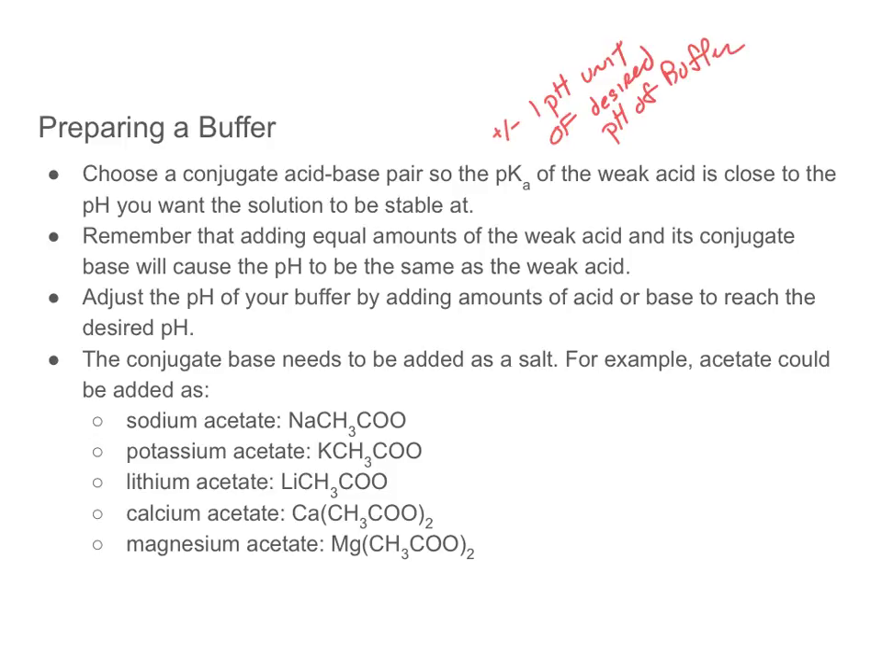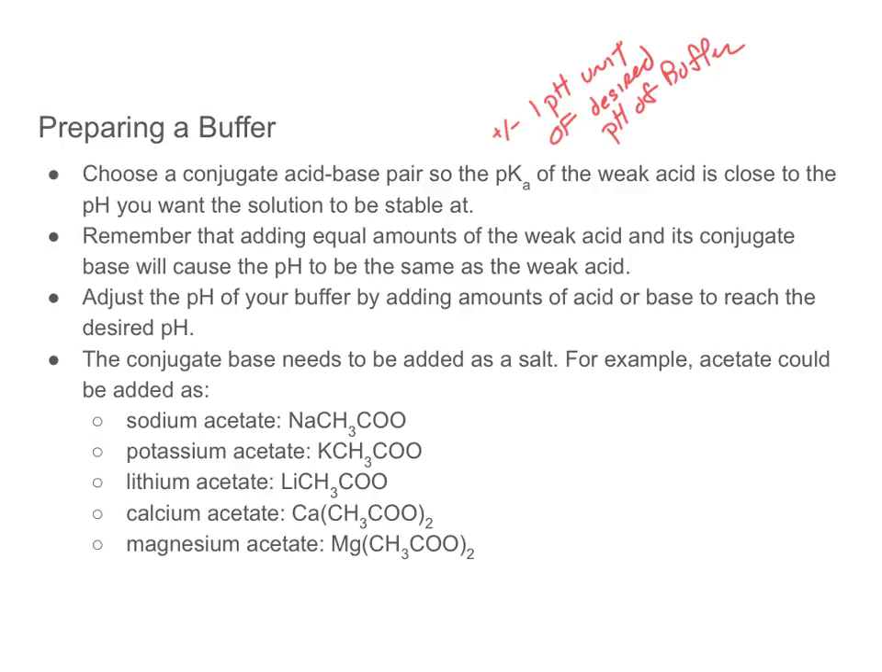So if I want the buffer to be 8, I would pick the conjugate acid-base pair so that the Ka of the weak acid is either going to be 7 or 9. Does that make sense? If you had equal amounts of the weak acid and its conjugate base, it will cause the pH to be the same as the pKa of the weak acid. We just talked about that.